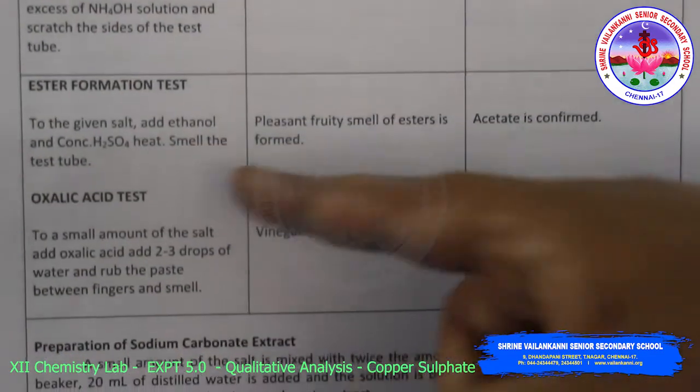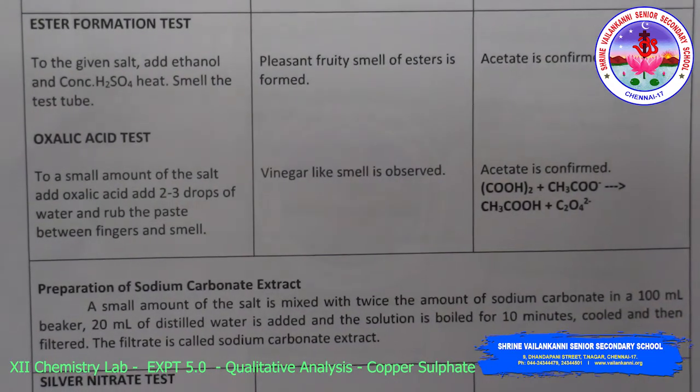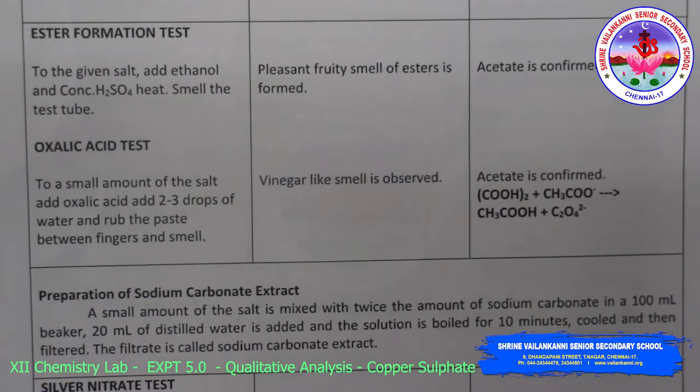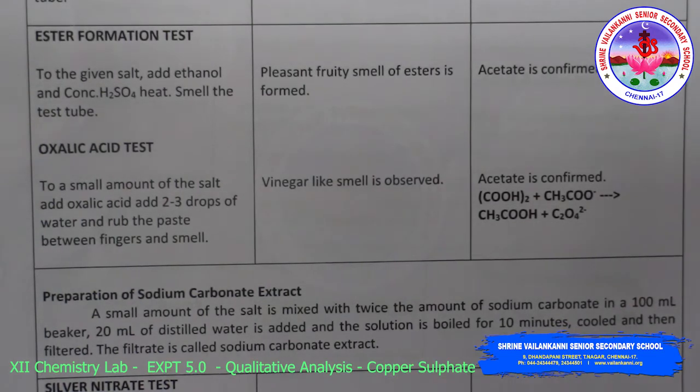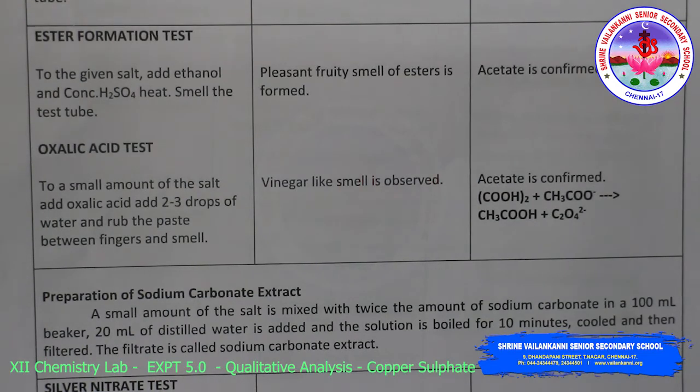Then the ester formation test. This is the test for acetate. To the given salt, add ethanol and sulfuric acid, heat, then smell the test tube. You have to smell the test tube very carefully. Already I said how to smell the test tube, so I think you will remember that. Smelling must be very careful. If a pleasant fruity smell of ester appears, that is called acetate.